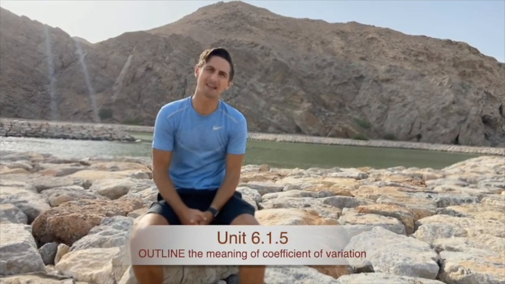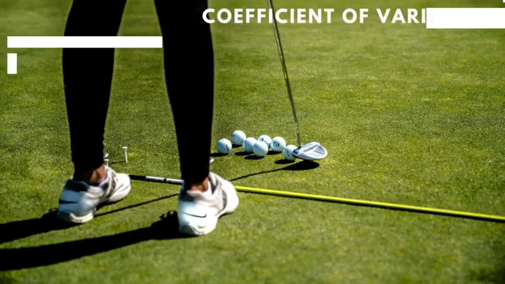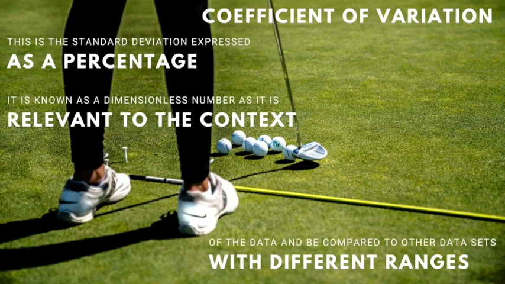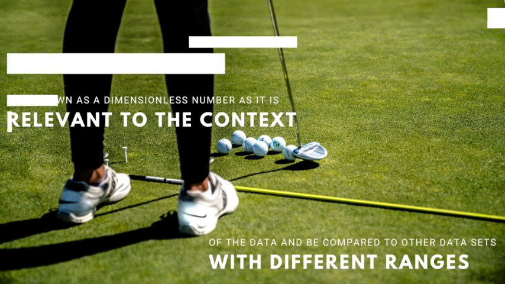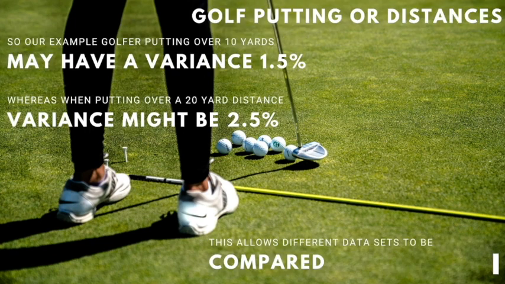Next, we need to outline the meaning of coefficient of variation. The coefficient of variation is basically standard deviation as a percentage. So it puts it in relative terms when comparing data sets with different means. To provide a practical example of this, if we're sticking with the golfer, let's say we've got them over 10 yards, which is the distance we've covered so far in our examples. But then let's say the golfer practices over 20 yards. Let's say the golfer practices over 5 yards. There's going to be different means considerably.